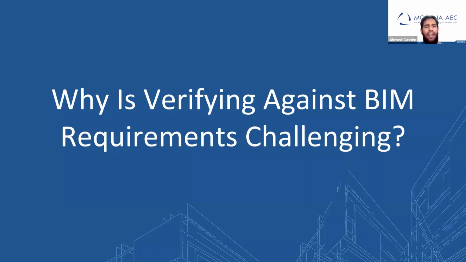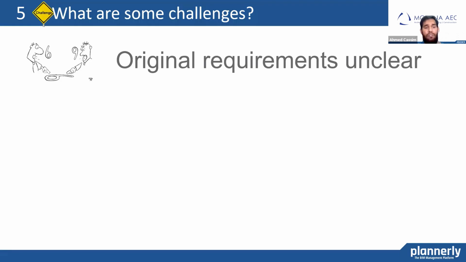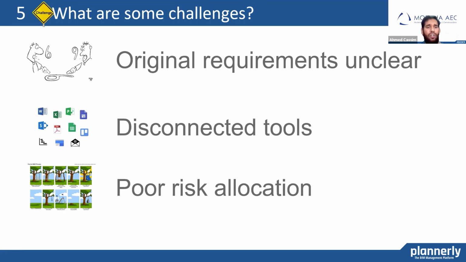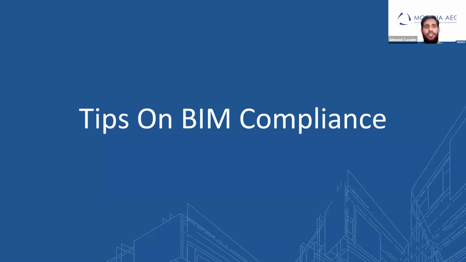Why is this a challenge? Why is verifying against those requirements sometimes a big challenge? A lot of the time, unfortunately, the original requirements are unclear. Is it a 6 or is it a 9? We use disconnected tools which make it difficult to bring that data together to connect the requirements to the deliverables. Also, understanding contracts and how risk is usually allocated in our design and construction industry really does not help. It's a big challenge when someone is not on the hook for something that is part of their requirements from a BIM perspective. So let's talk about a few tips on BIM compliance.